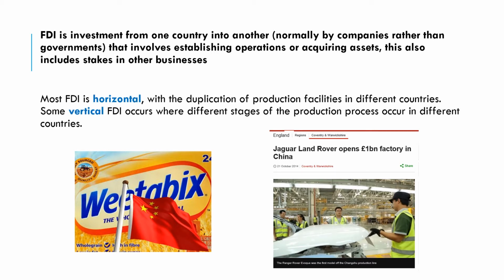Most foreign direct investment is horizontal in the sense that they tend to be replicating or duplicating what they do in that other country. So Jaguar Land Rover, for example, they have their own factories in the UK and they duplicated that with their own factories in China. Occasionally you do get some vertical FDI where a business will maybe acquire a business at a different stage in the production process in a different country.